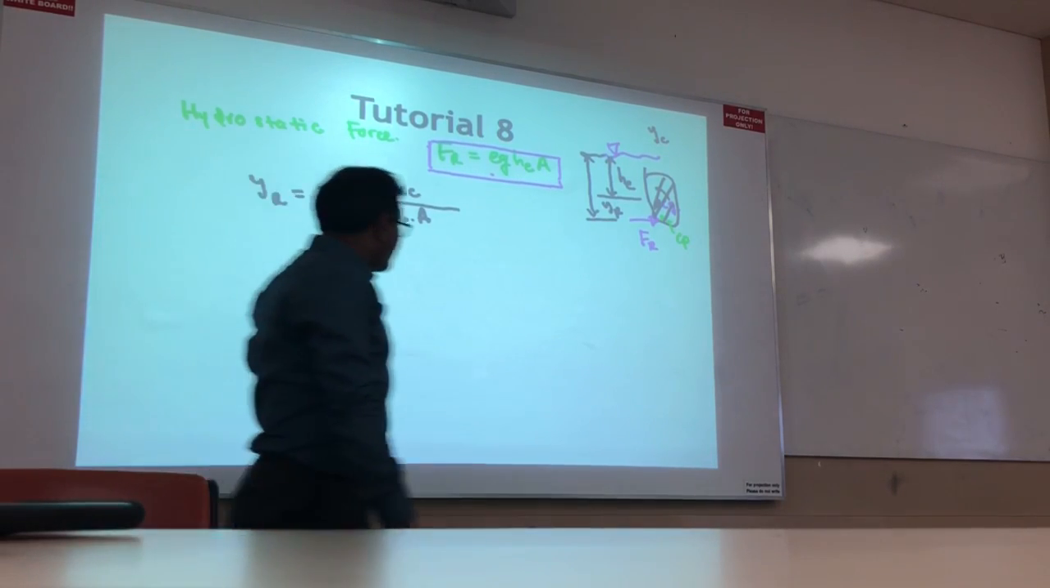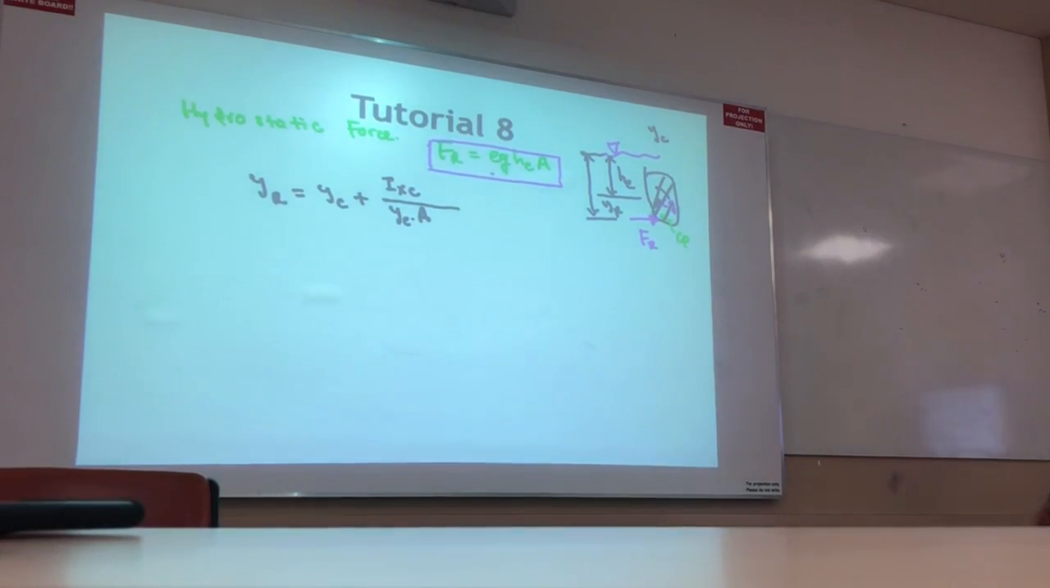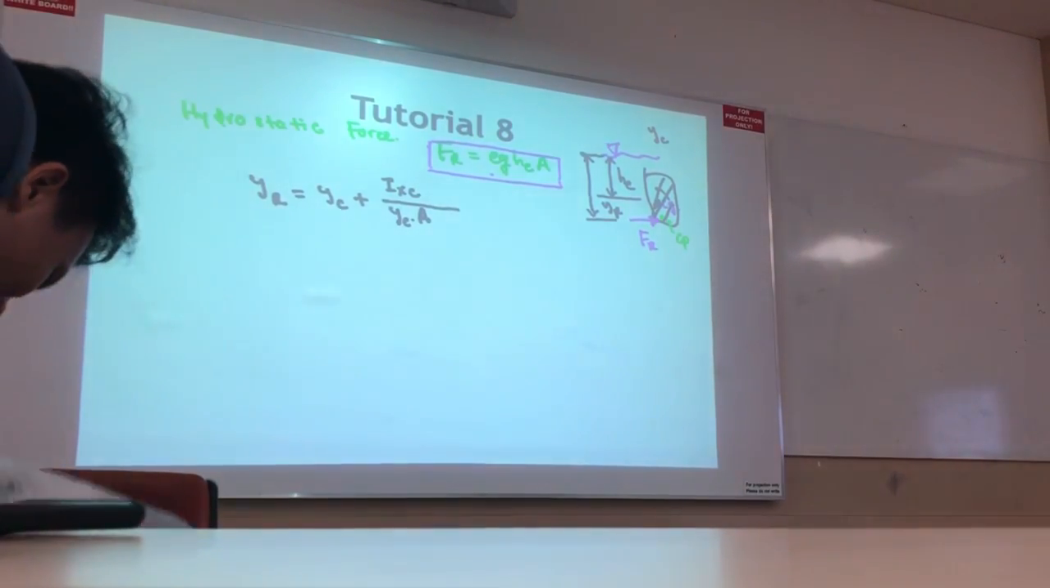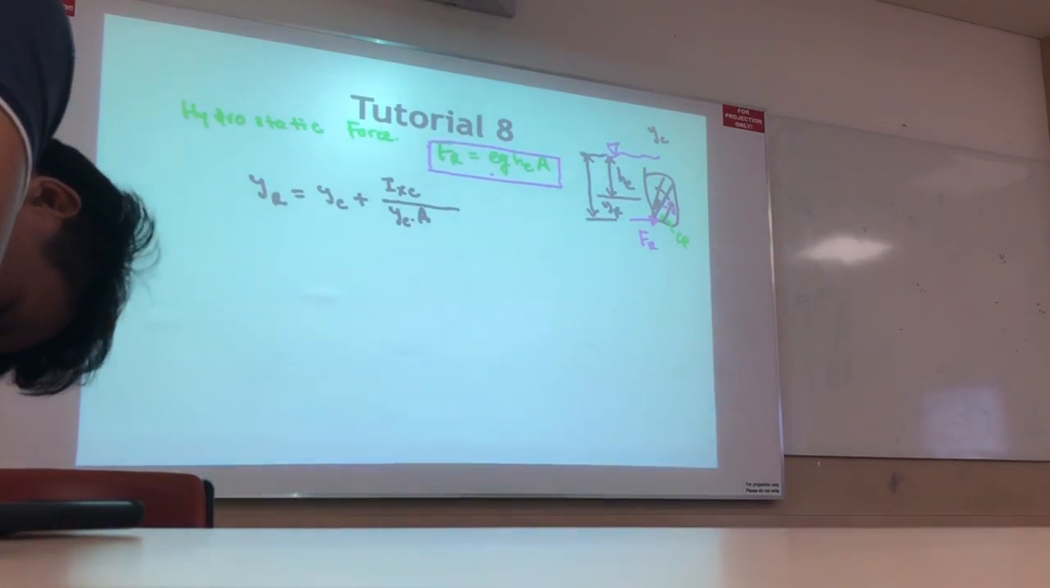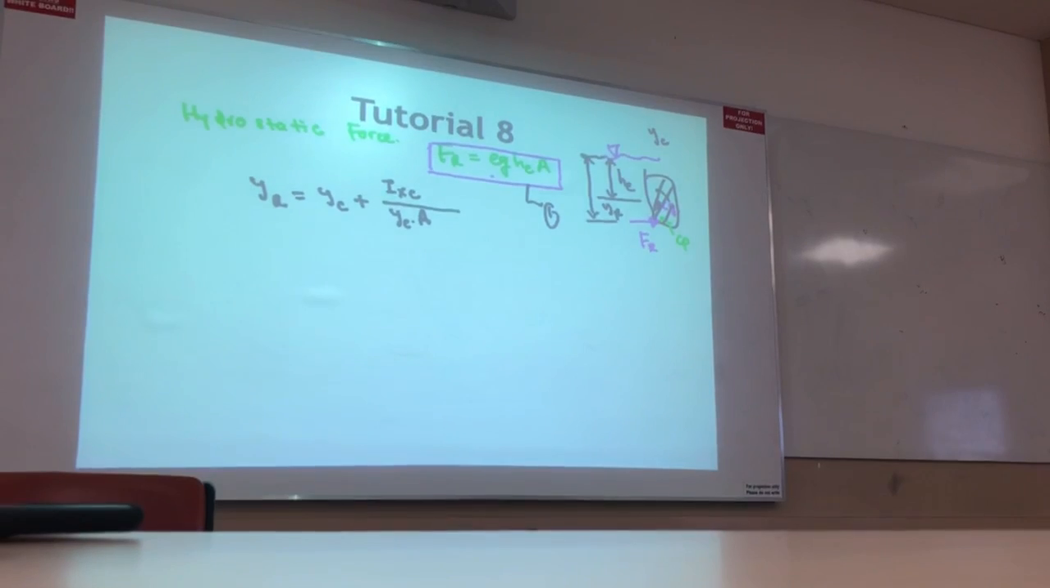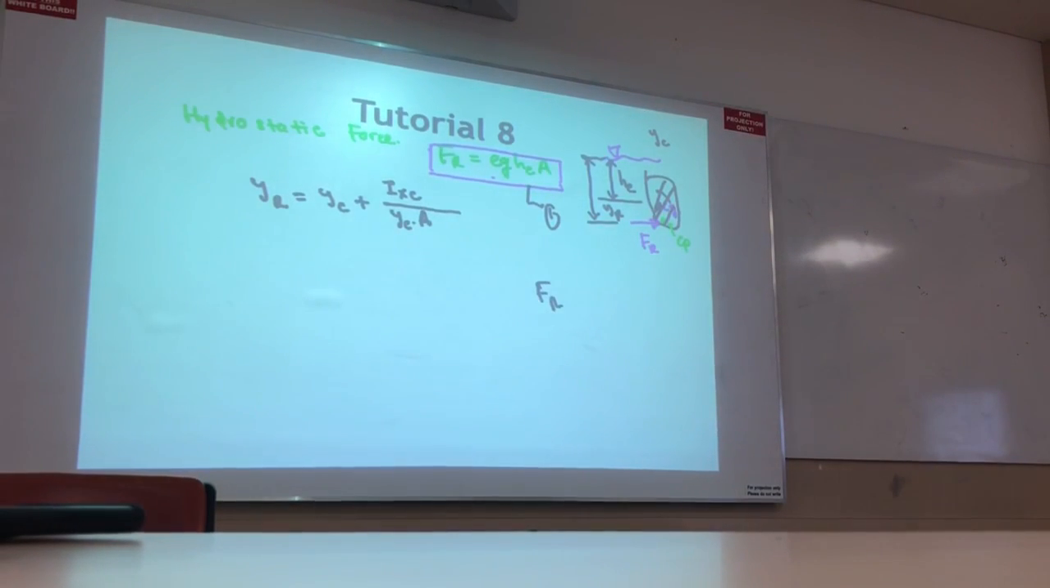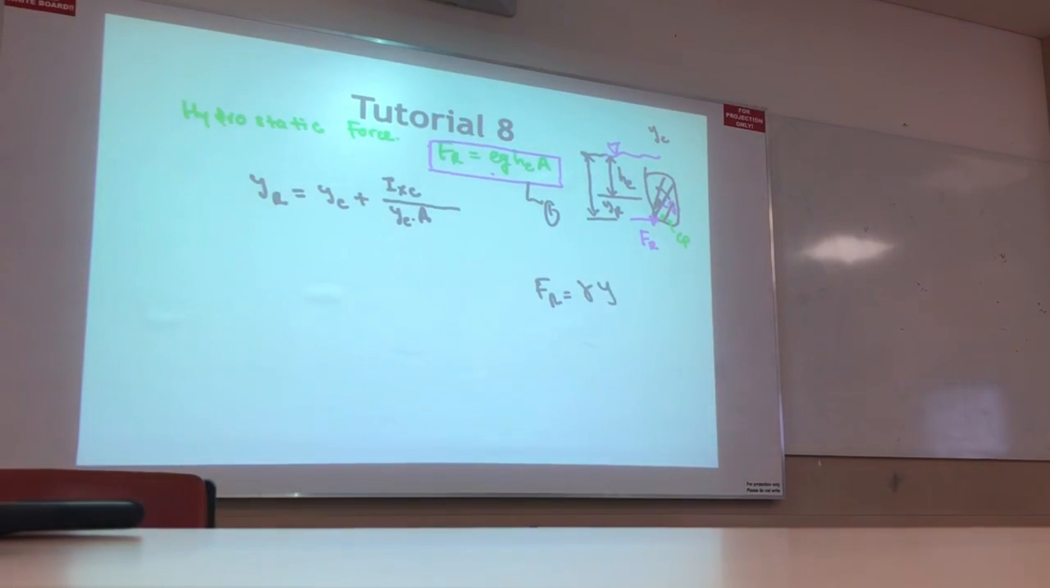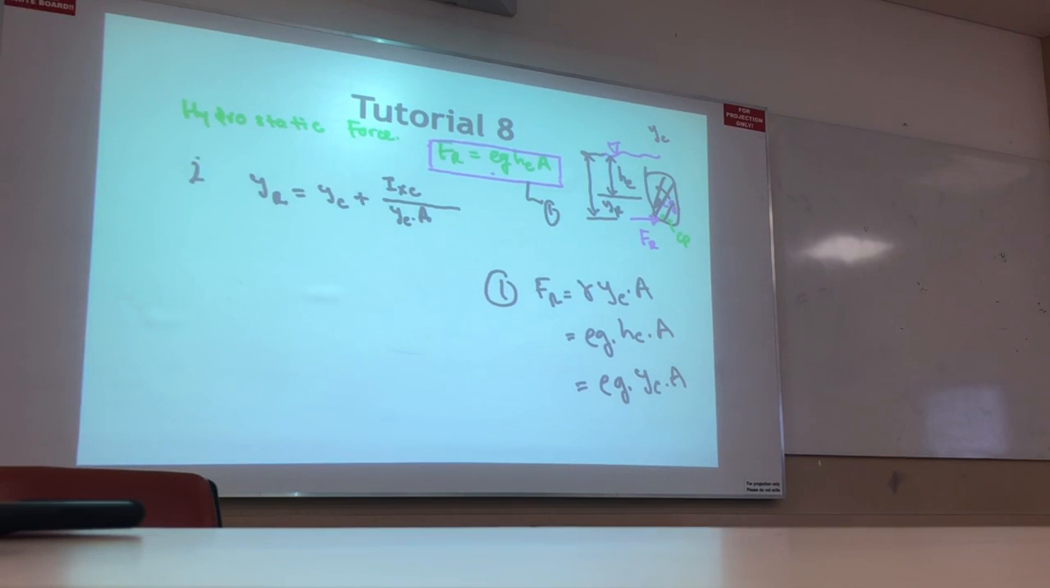So today we are using two equations. Number one is hydrostatic force, rho g HC A, this one. Or if you write FR equals gamma YC A, same thing. Gamma means rho g, YC or HC times A, or if you want to write rho g YC A, also okay. No problem. This is one equation, and number two is this one.